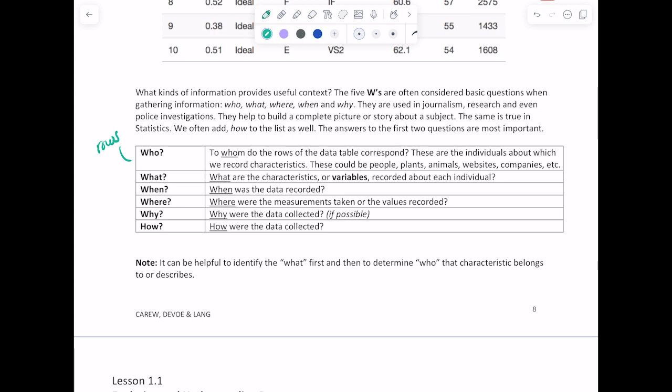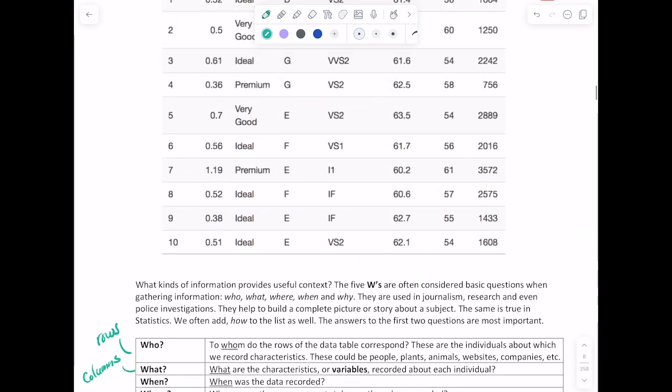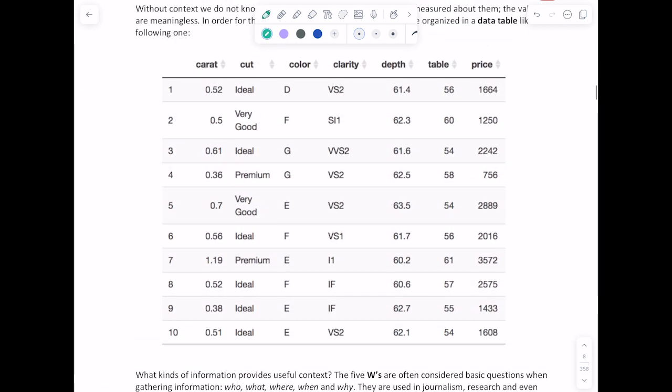And then the what are the characteristics, or we like to call them variables in statistics, that are recorded about each individual. So the what are the columns of the table. So for instance, if you look at row number 1, the who would be a diamond, right? There are specific characteristics about diamonds. And each of those columns, carat, cut, color, clarity, depth, table, price, they're all variables.